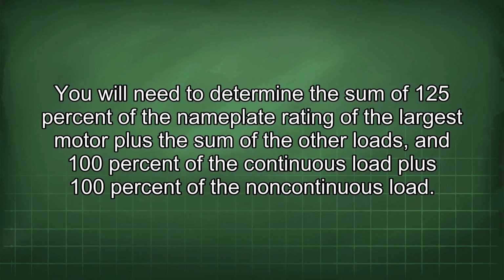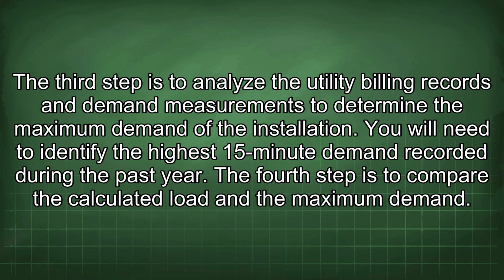You will need to determine the sum of 125% of the nameplate rating of the largest motor plus the sum of the other loads, and 100% of the continuous load plus 100% of the non-continuous load. The third step is to analyze the utility billing records and demand measurements to determine the maximum demand of the installation. You will need to identify the highest 15-minute demand recorded during the past year.